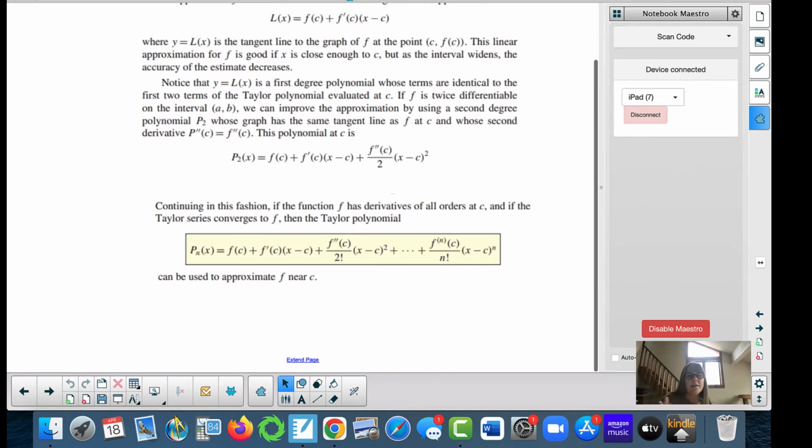So again, the idea is we're going to take Taylor's formula and we're going to ignore the remainder part. This n means how many derivatives are we going to use to approximate what the value of that function is near the point that we want to evaluate it at.